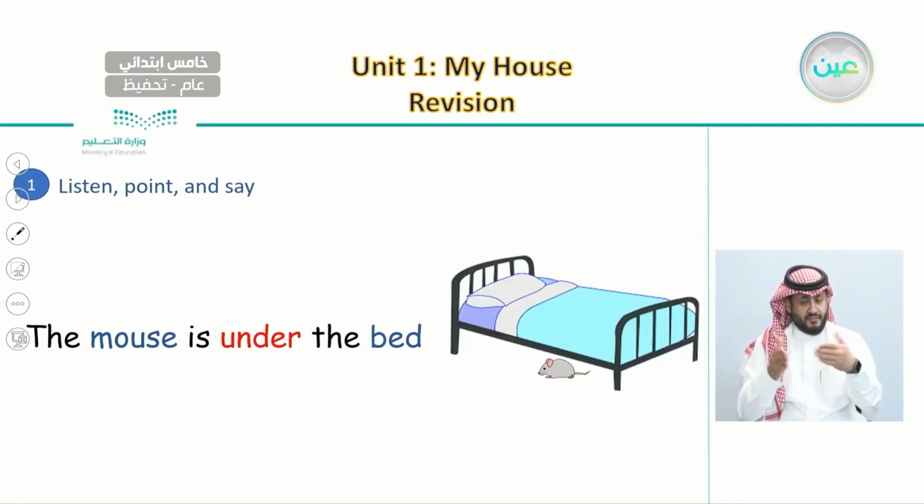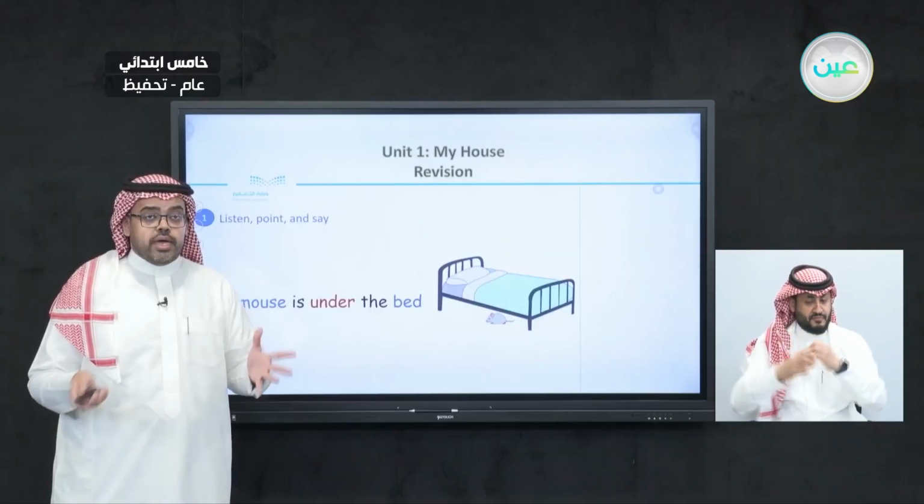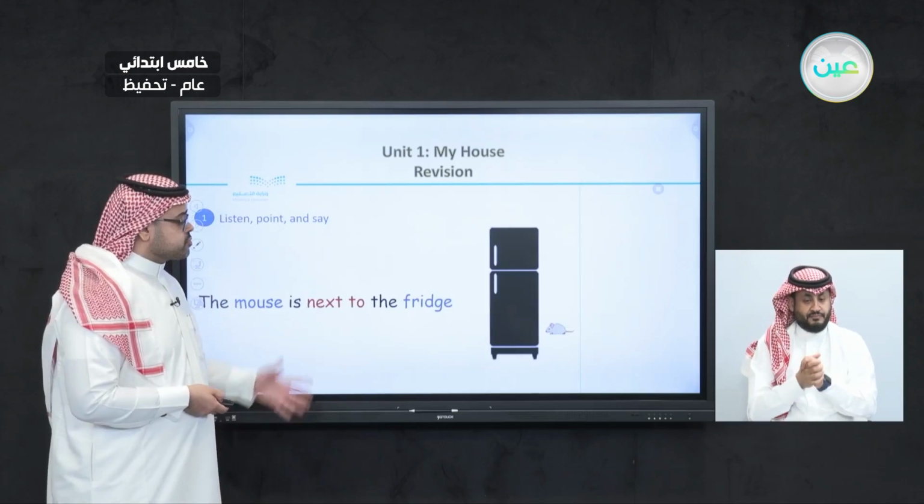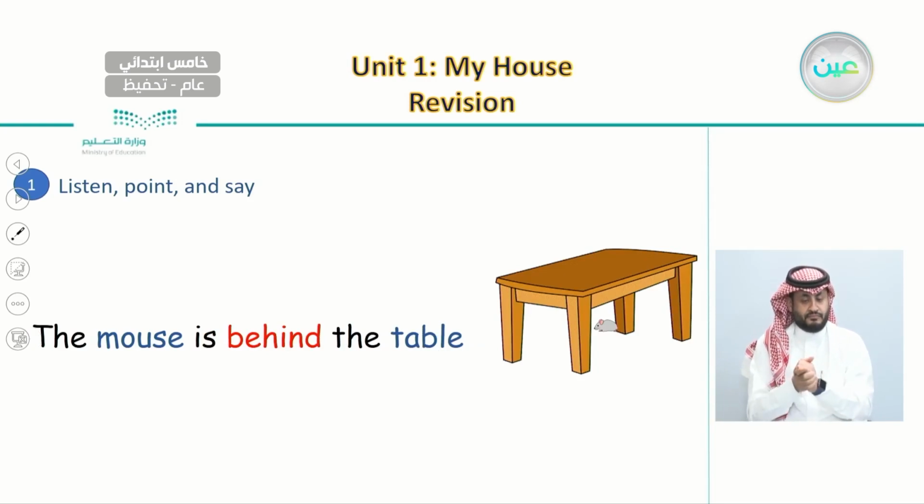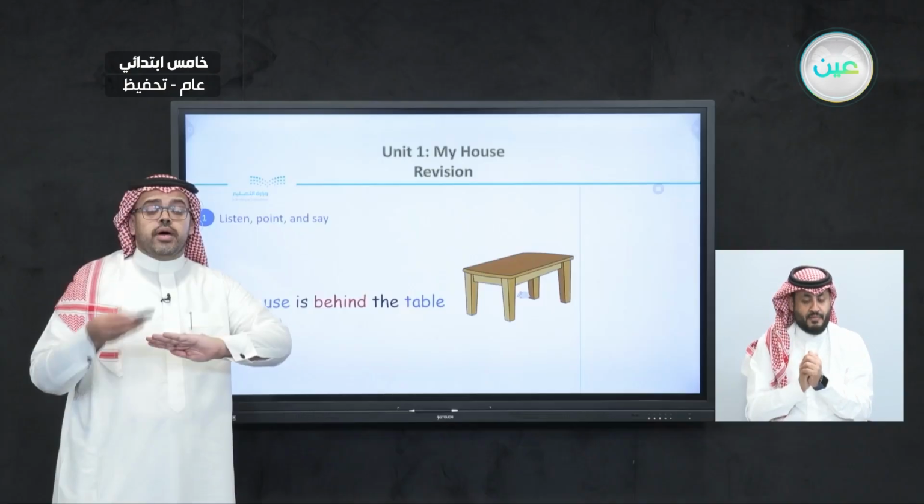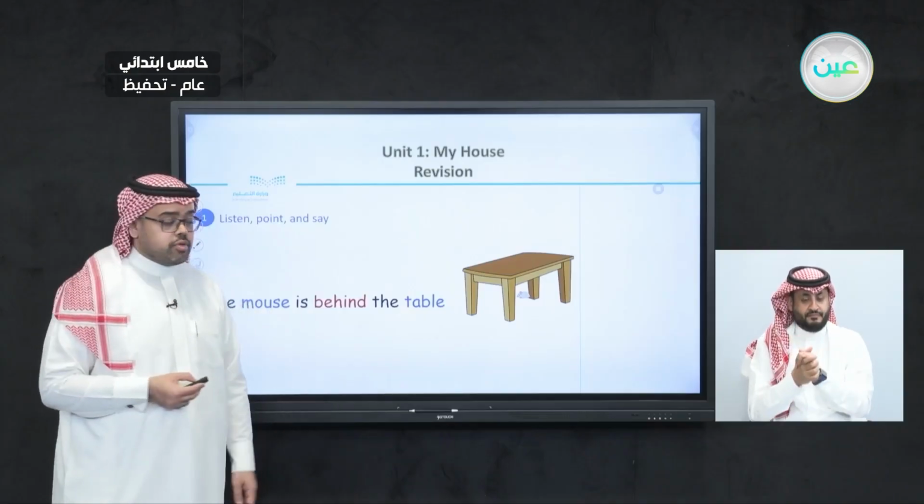And here is the mouse, which is under the bed. And also the mouse here is next to the fridge. And the mouse here is behind. So for example, this is a table, and the mouse is behind the table.